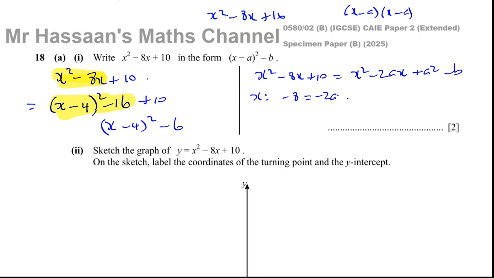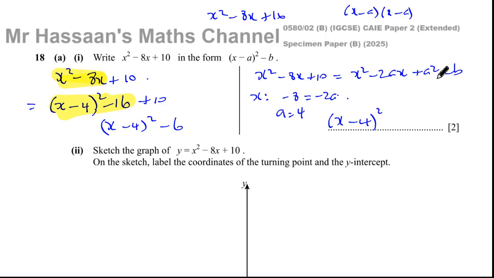So the coefficient of x on this side is minus 8. The coefficient of x on this side is minus 2a. So a is going to be equal to 4. So I can write here 4, okay, so I have x minus 4. It's a minus because there's a minus here already. So a is 4, so that's going to be minus 4.